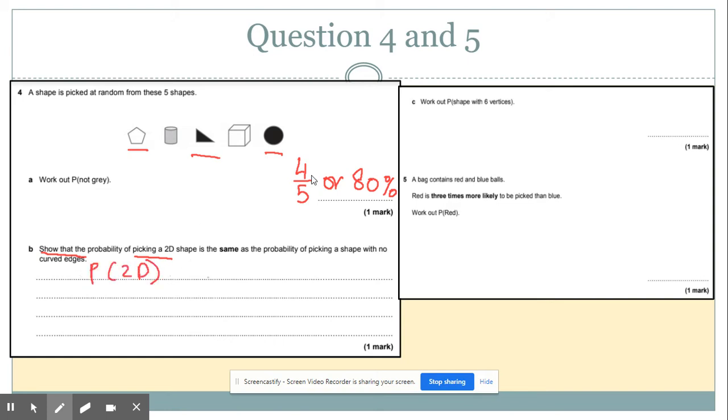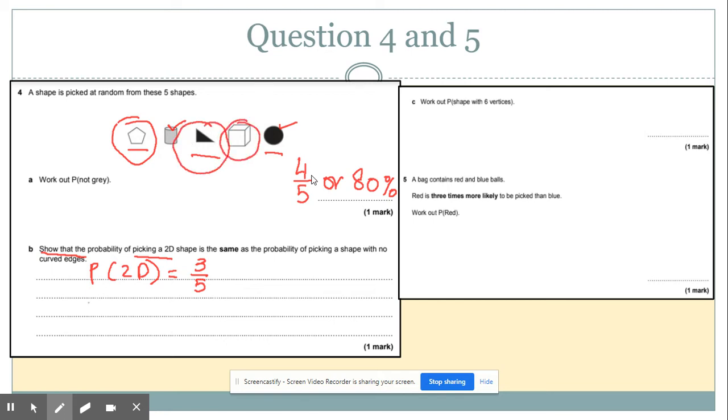If I just write probability of 2D is equal to 3 out of 5. Then it is the same as the probability of picking a shape with no curved edges. A cylinder has curved edges. This is a circle, it has curved edges. So these 3 shapes, they have no curved edges. Just circle them.